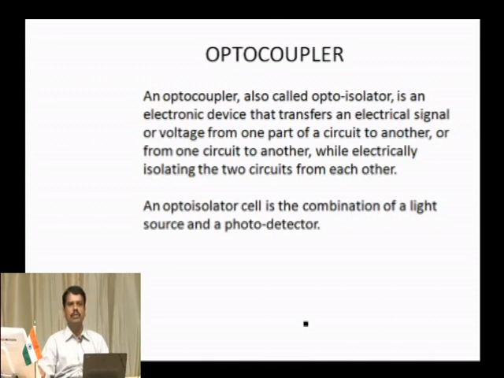It is a device which transfers an electrical signal from one part of the circuit to another part of the circuit. This can be related to a transformer, where it transfers the power from one part of the circuit to another part of the circuit. There the transformer is electrically separated and magnetically coupled. Here also in optocouplers, the input circuit on one side and the output circuit are electrically separated. In an optocoupler, it is optically coupled. The name itself suggests it is an optocoupler or an isolator.